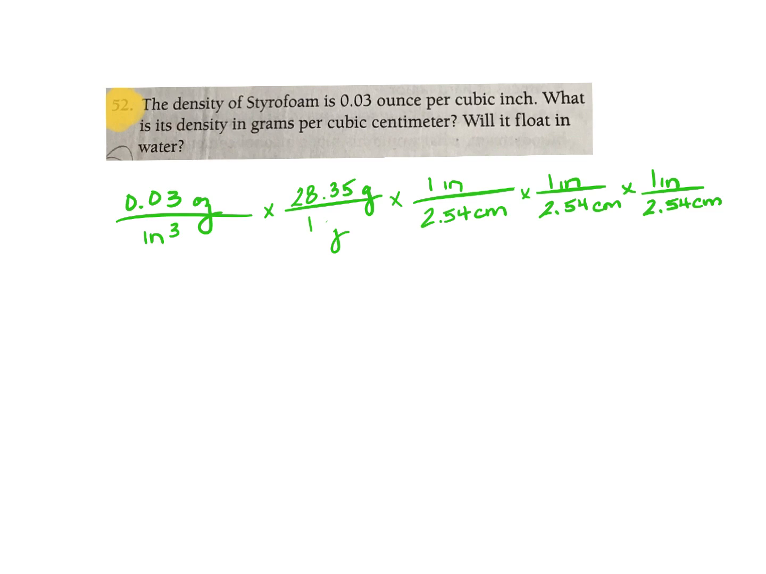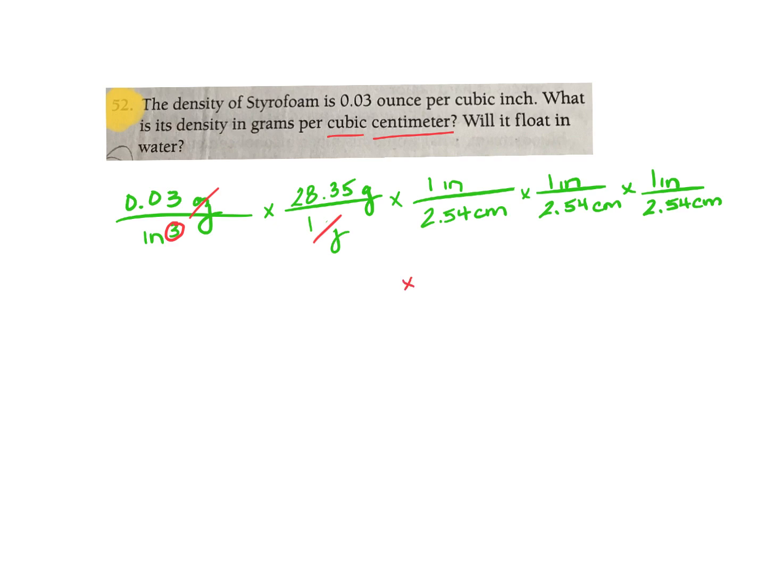So now my ounces, oops, I have to cross that out with a slash. So ounces are gone, and I'm in grams per cubic inch, but I need to get to grams per cubic centimeter. So I have to convert my inches to centimeters. So I know in 1 inch there's 2.54 centimeters, but I have to do that 3 times because, again, I have cubic inches, and I have to get to cubic centimeters. So I just do it 3 times in a row, the same conversion.